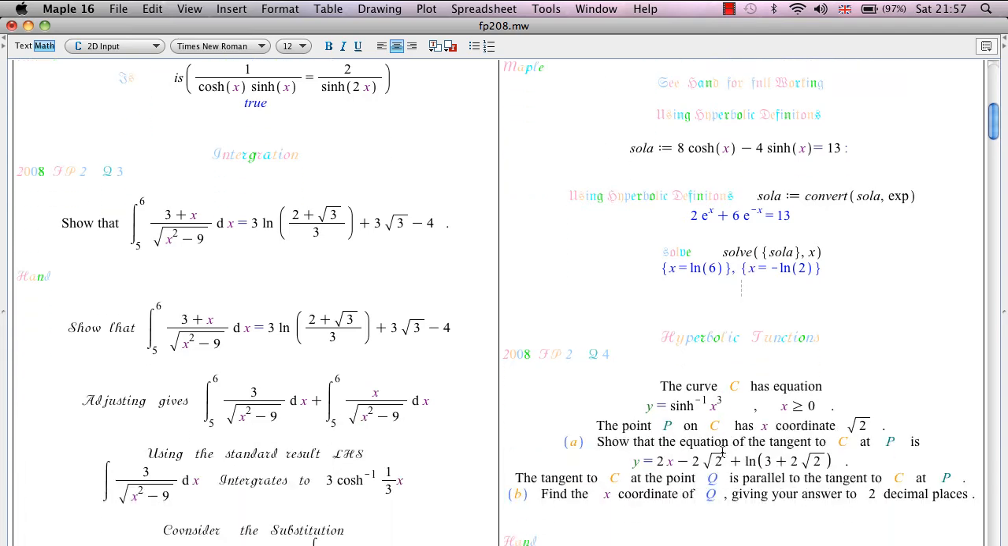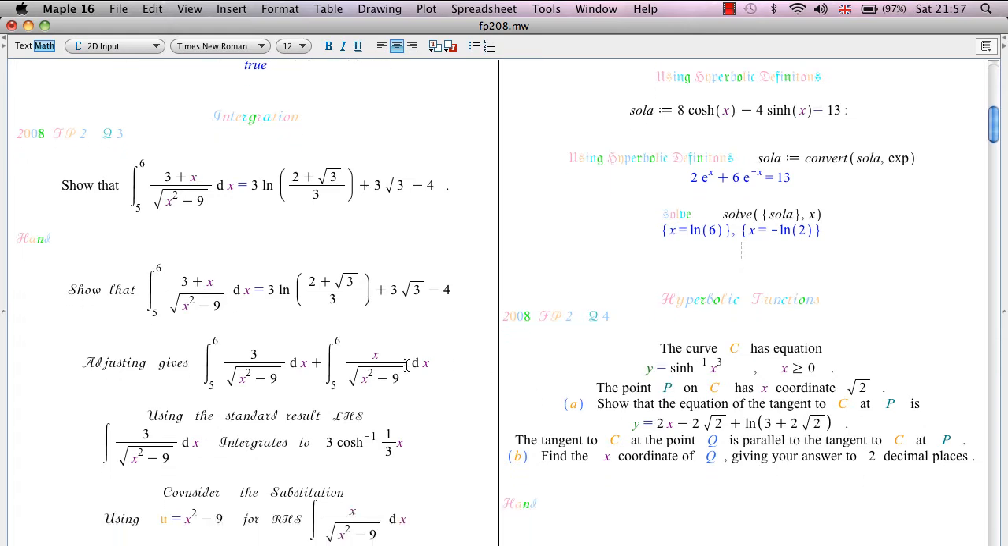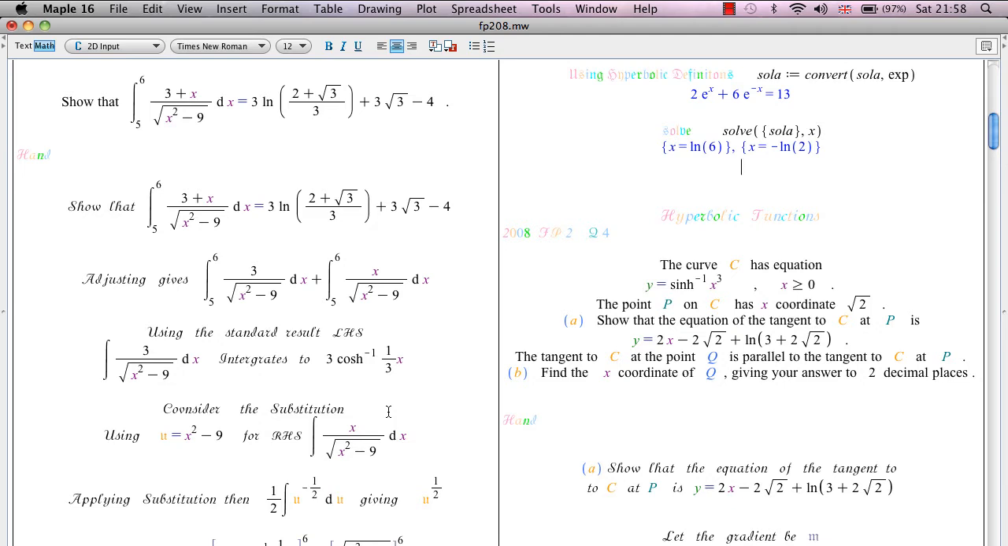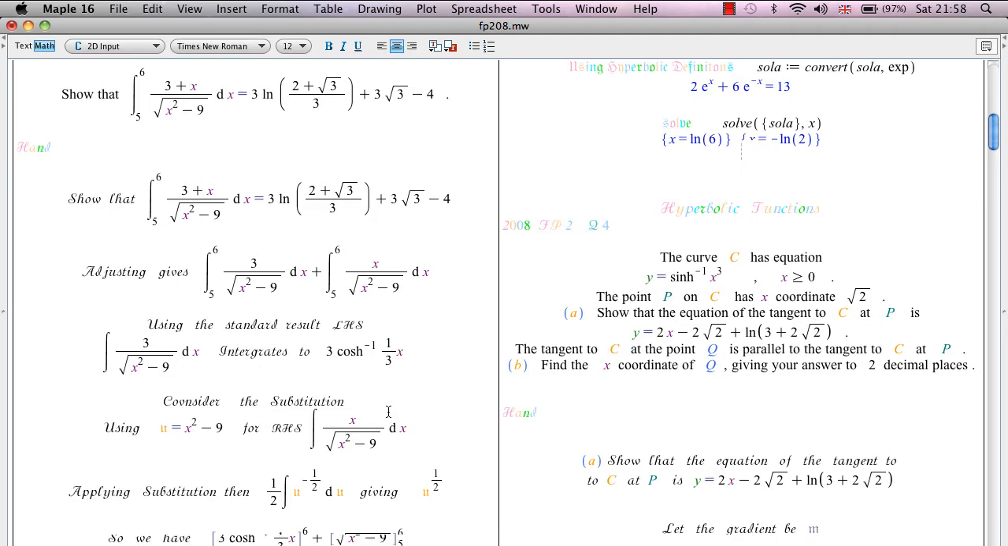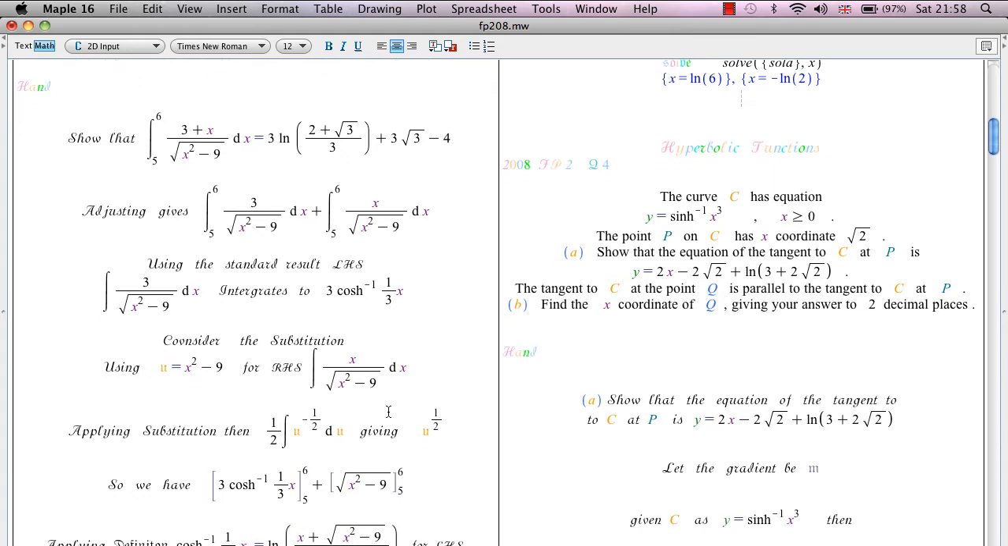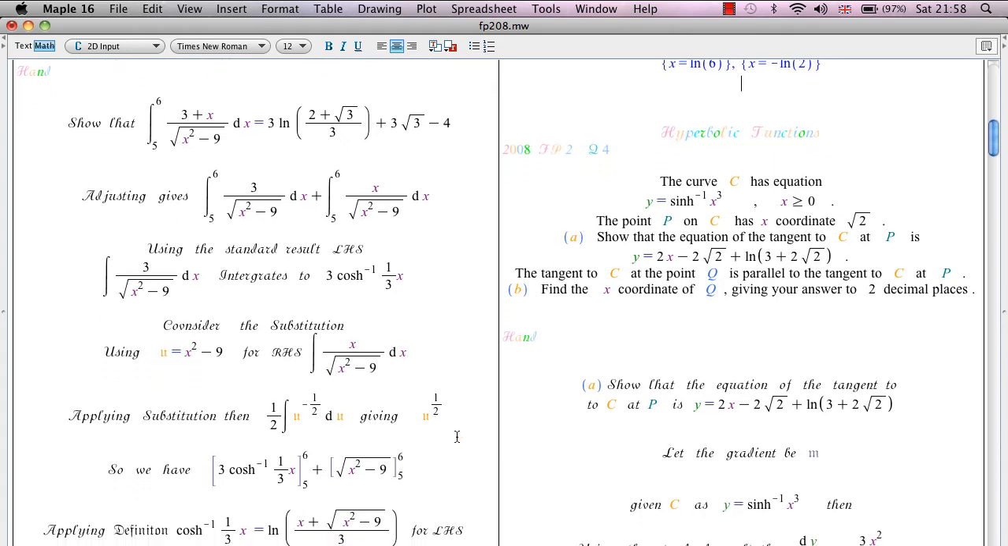Question 3, integration, to prove the exact value given. From the integral given, if we split the integral, we can see the left-hand side is of the standard results for inverse cosh functions. So we can write down the left-hand side as 3 inverse cosh of x over 3. For the right-hand side, considering a substitution, u equals x squared minus 9, and applying gives the square root of u.